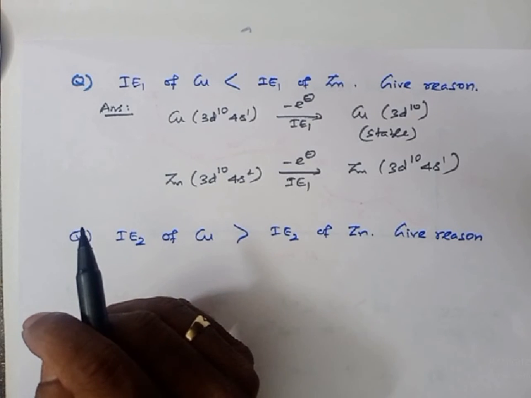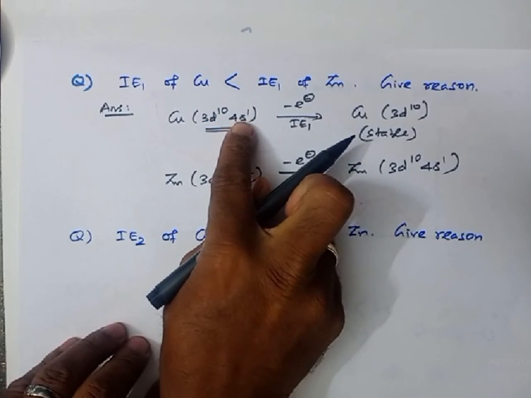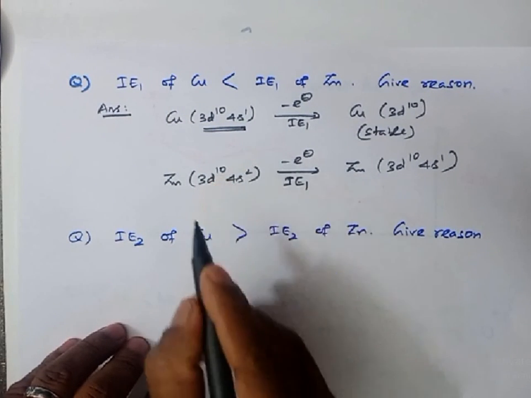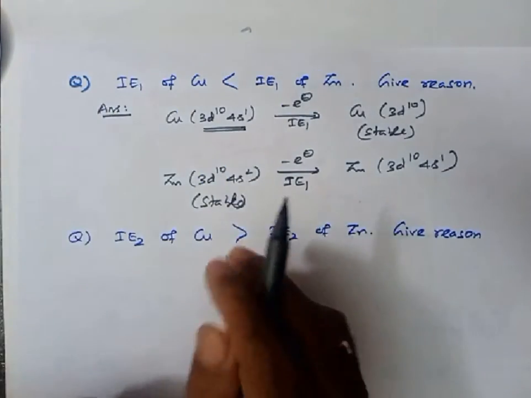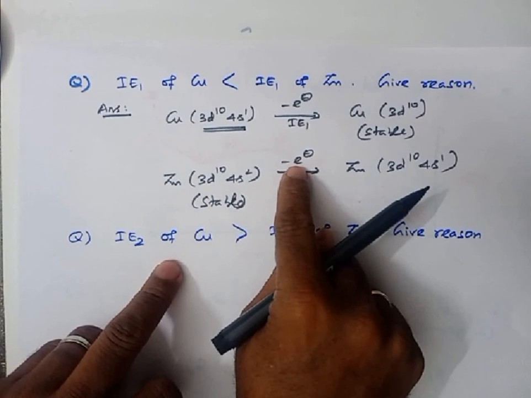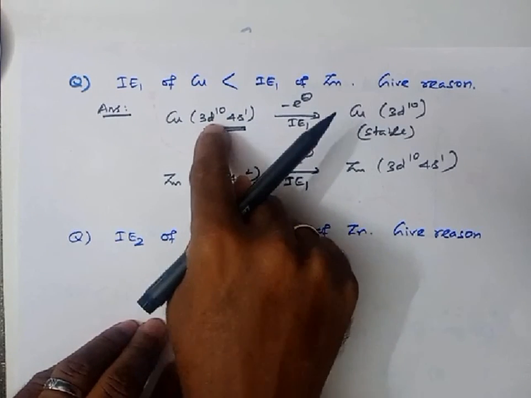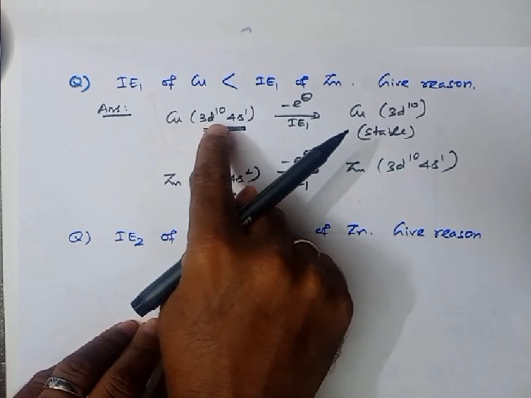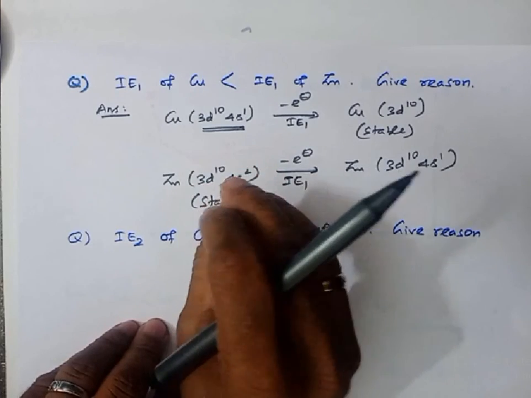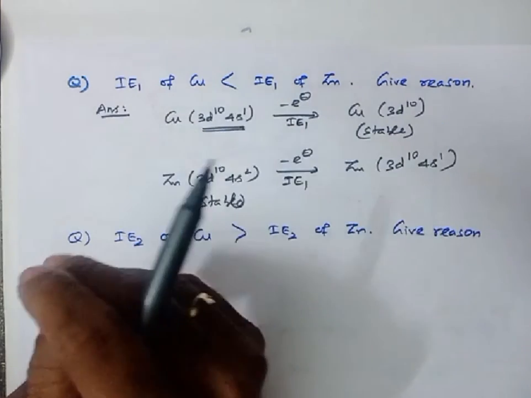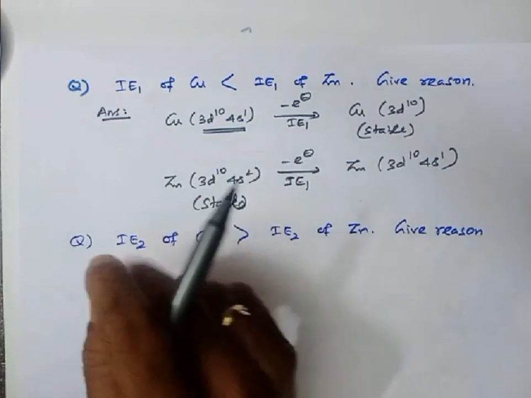Students, observe carefully. Here you are removing an electron, and here also you are removing an electron. Since this is more stable, removal of the electron is difficult. I repeat, compare the two. If you compare the electronic configurations 3d10 4s1 and 3d10 4s2, since this is fully filled, fully filled configurations are a little more stable compared to half-filled configurations. Therefore, the first ionization energy of zinc is high.